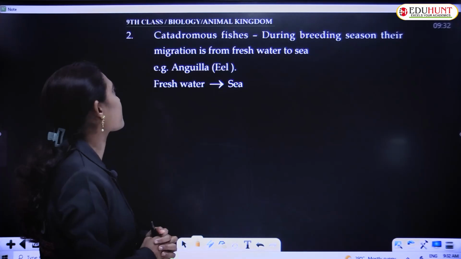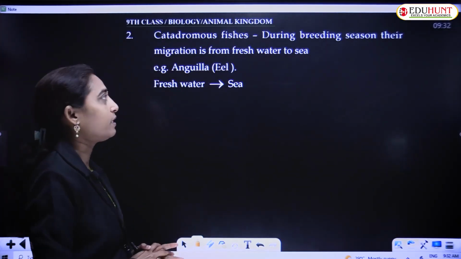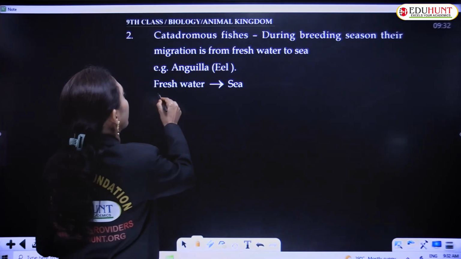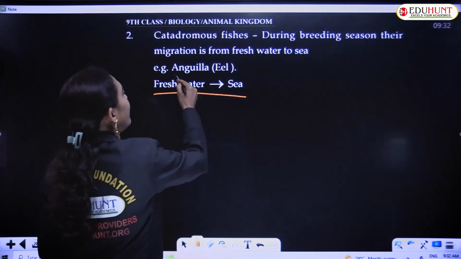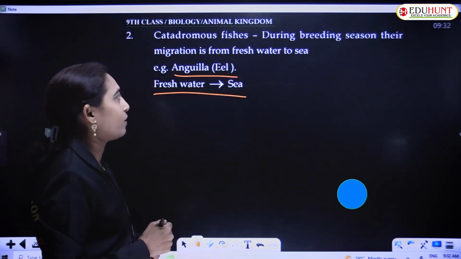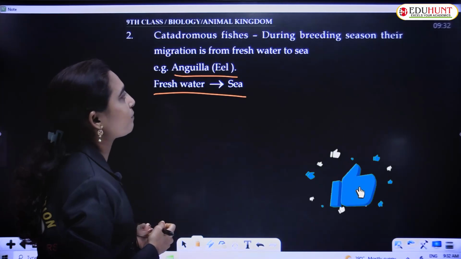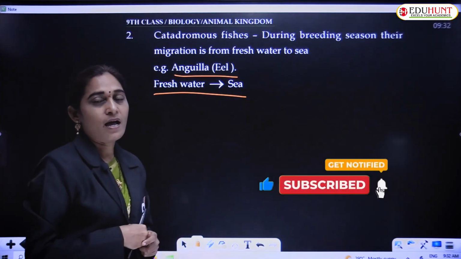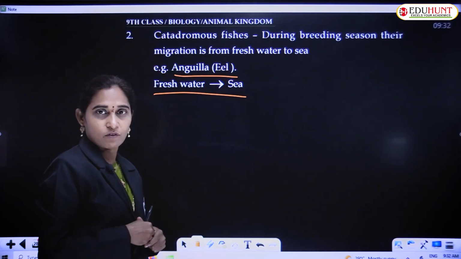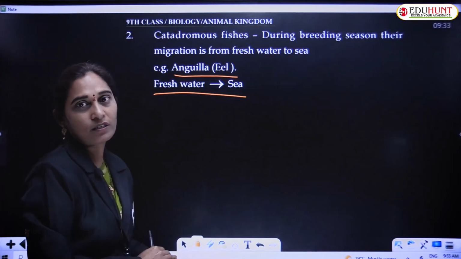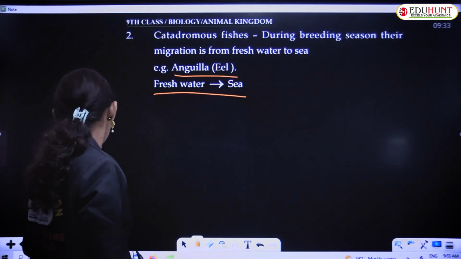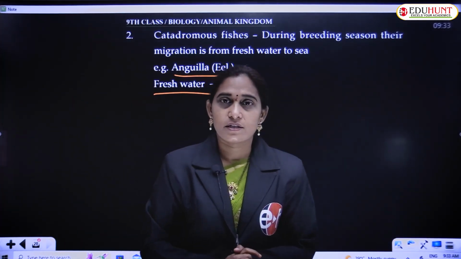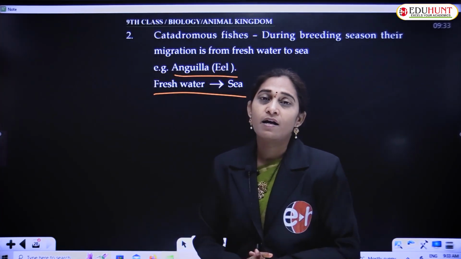And second is catadromous fish. During breeding season, they migrate from freshwater to sea. Example, eel, Anguilla. During breeding season, they migrate from freshwater to marine water. After completion of the reproductive period, again they come back to freshwater. And this is about the various fish that we have seen in this session.